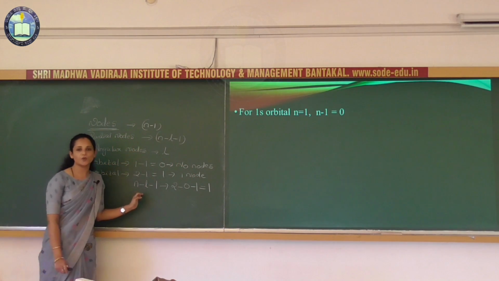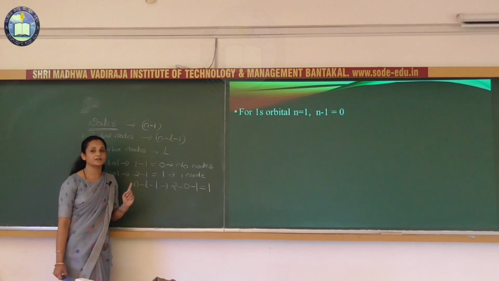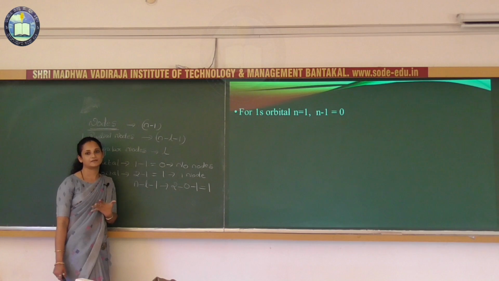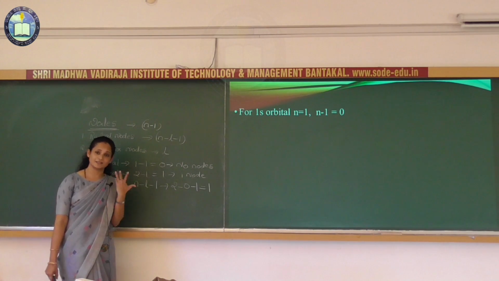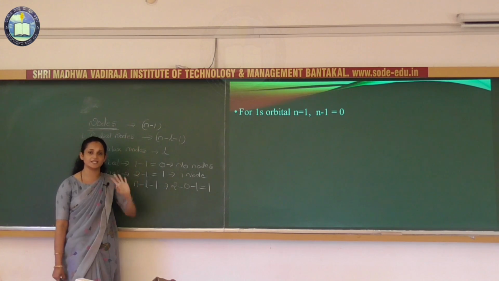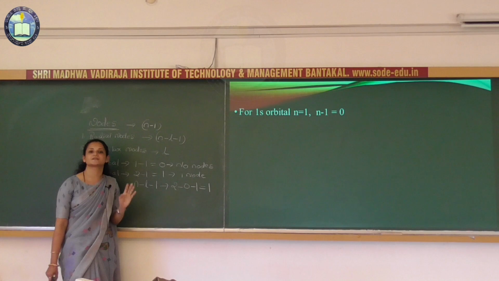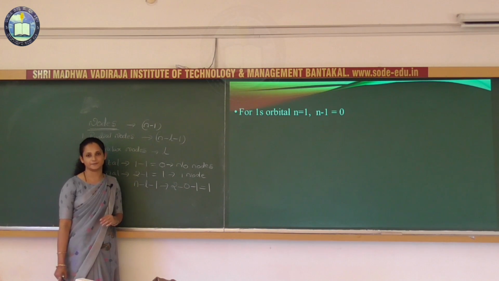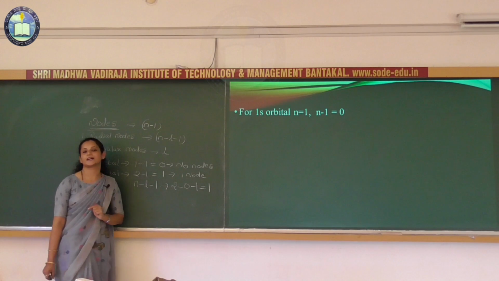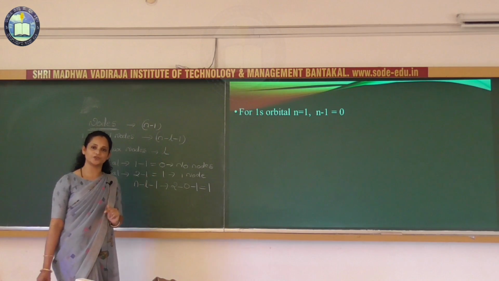Whether it is a radial node or an angular node, we know that the azimuthal quantum number is equal to 0 for an s orbital. Right? L is equal to 0, so for any s orbital, 2s, 1s, 3s, 4s, any s orbital, the angular node is 0. No angular nodes in the case of s orbital. But radial nodes: except 1s, take any other s orbital, there are radial nodes.